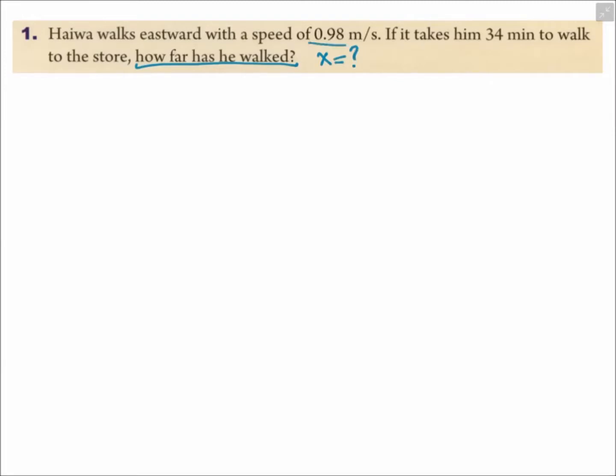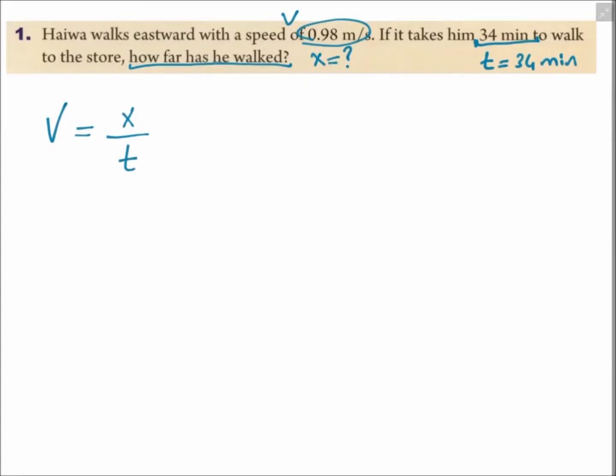In the question, we are given speed, which is v, and we have time, which is given as 34 minutes. The formula for this is v equals x over t. Here the question says calculate x. So due to the formula, x equals v times t, speed times time.